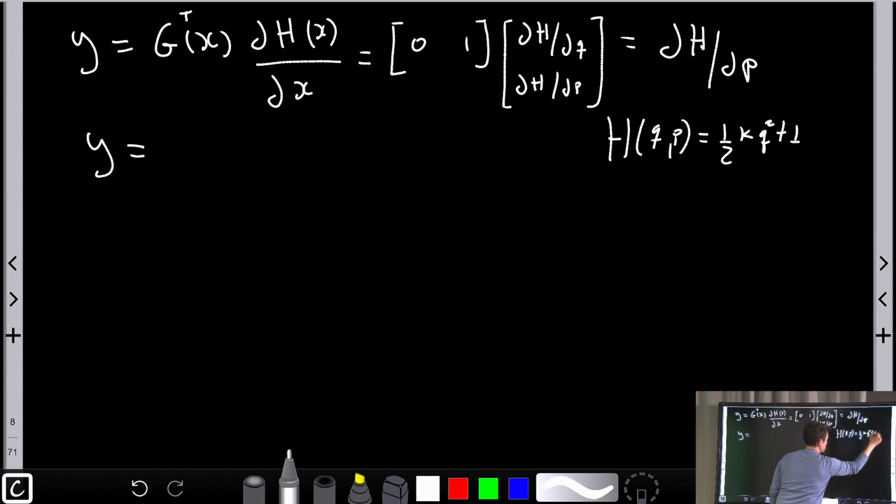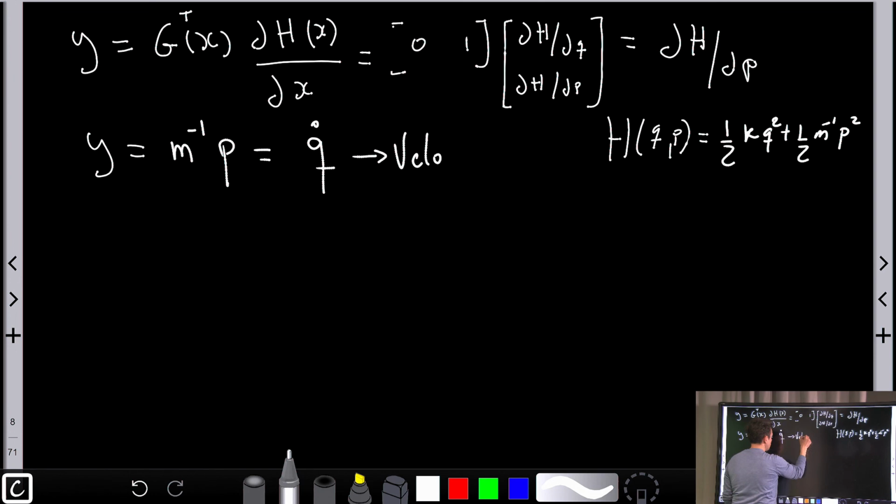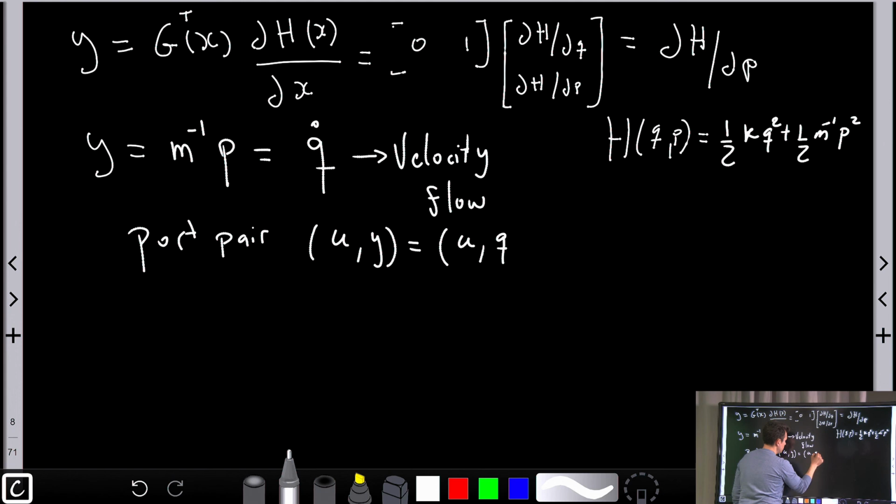If we know that our Hamiltonian depends on kq squared plus half of m to the power minus 1 times the square of p, then the partial derivative with respect to p is going to be simply m^-1 p, and this is just q dot. And what is the meaning of q dot? That's the speed that the mass is experiencing. And this speed, or velocity, in mechanical systems, both rotational and translational, we can call a flow. This is a flow, which means that our port pair for this very simple system is u, y, which is just, of course, a force and the speed.